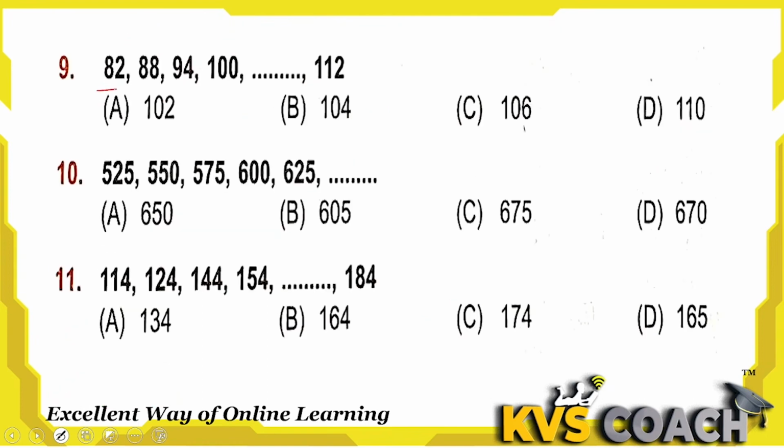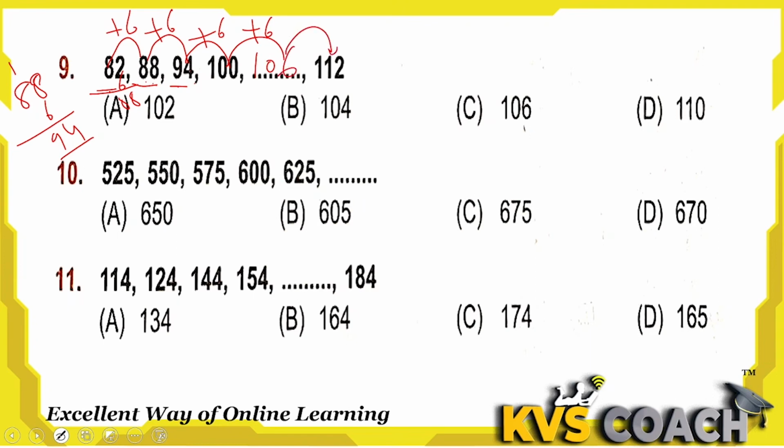Next is 82, 88, 94. Look, 82, 88. If I am adding 82 plus 6, then we get 88. So here it is plus 6. 88 to 94. If I am adding 88 plus 6, then I will get 94. 8 plus 6, 14. This is 94. So it is also plus 6. 94 plus 6 is 100. And 100 plus 6 is 106. And 106 plus 6 is 112. So 106 is the right number here.